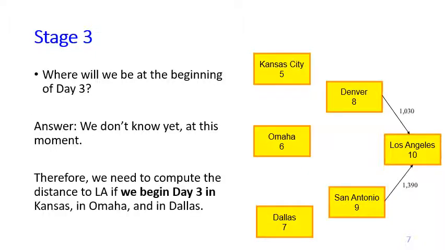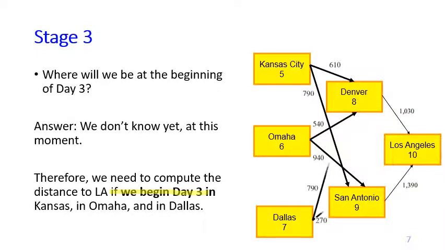As a consequence, we need to compute the distance to LA with respect to whether we begin day 3 in Kansas City, in Omaha, or in Dallas. We still have this if, because at this point we don't know yet where we will be at the beginning of day 3. And again, the information of where we begin day 3 is called the state.